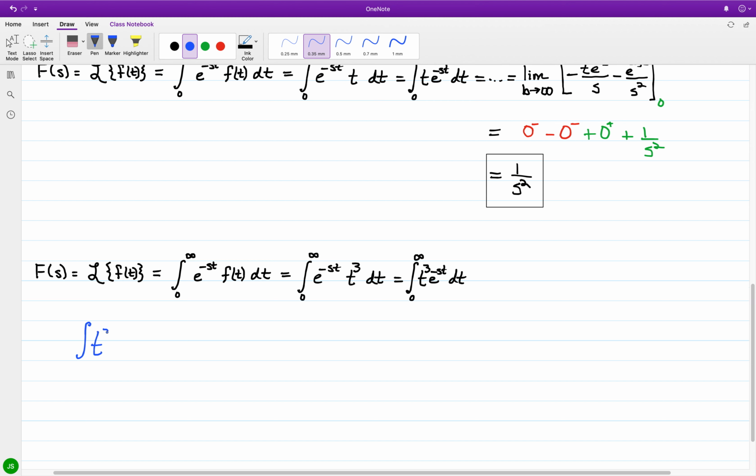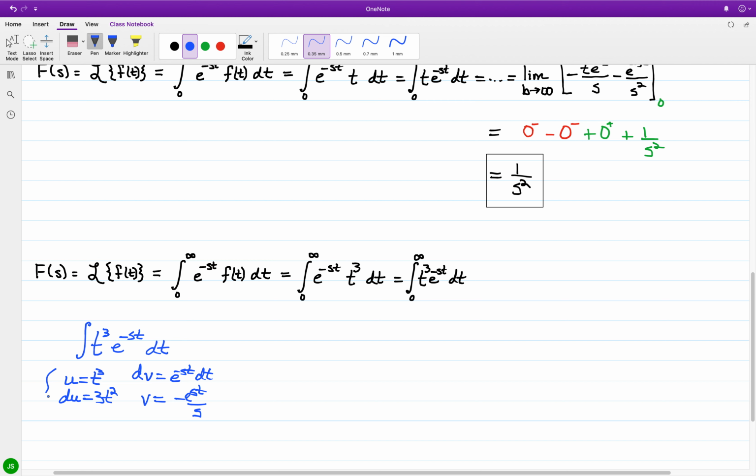And we have in this particular layout t cubed times e to the negative st dt. With integration by parts, we have u is equal to t cubed, du is equal to 3t squared, and dv is equal to e to the negative st dt. And we have this bit of history to repeat.